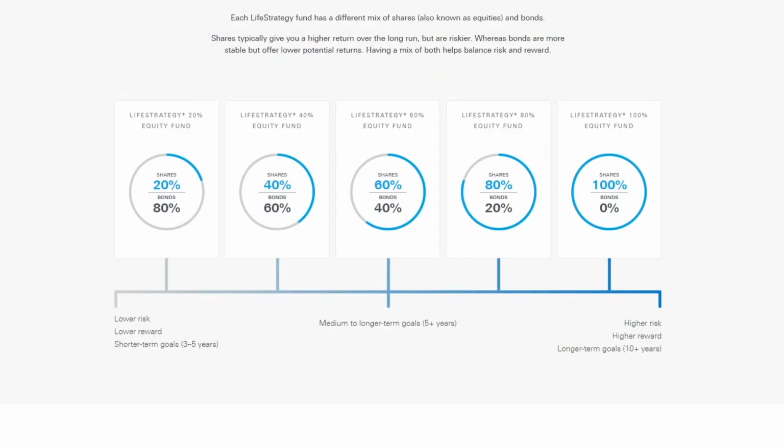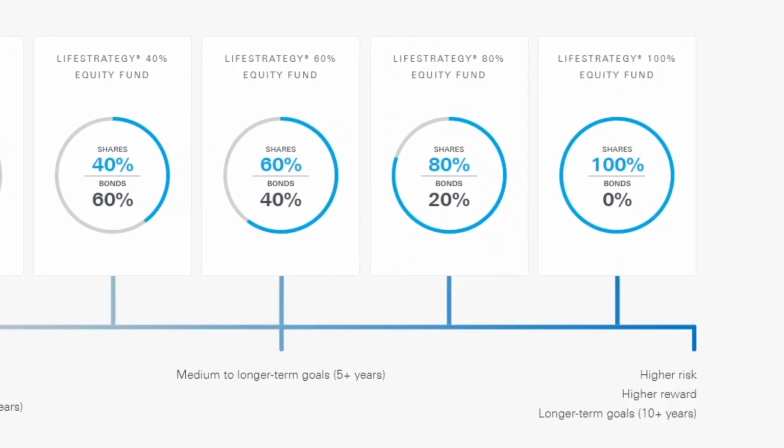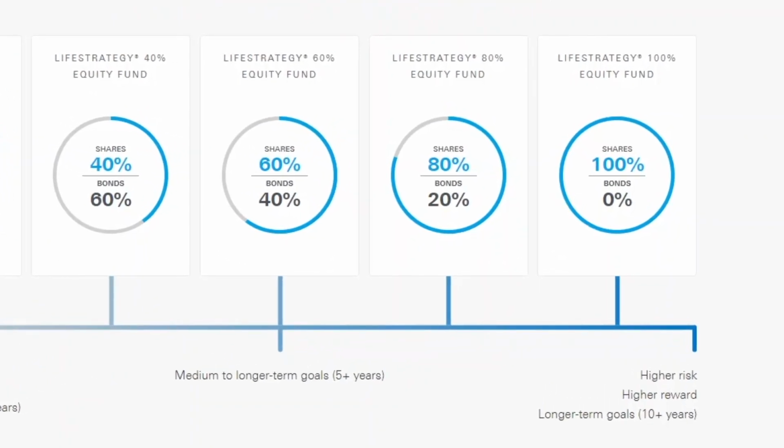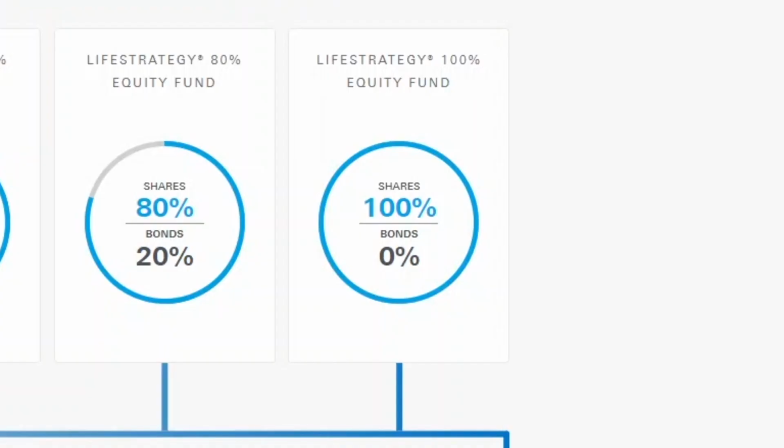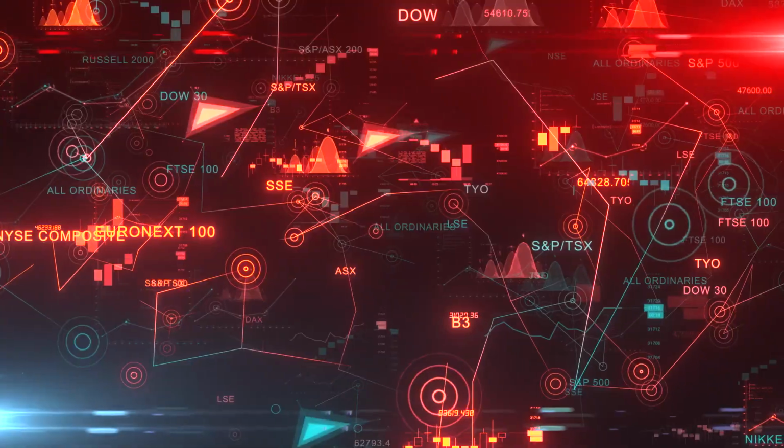Alternatively, if you're an investor who has more of an appetite for risk, or perhaps have a longer investment horizon, then you could consider holding one of the funds that holds more stocks, such as the LifeStrategy 60 or 80 funds. Then there is the final option, the LifeStrategy 100 fund. You're willing to take the maximum level of risk that you can.